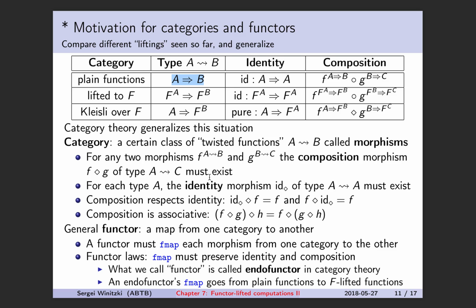So for people who already know category theory, this is a very much simplified definition of category that is adapted to programming, to functional programming. So I'm not considering any kind of abstract categories and abstract morphisms. We always consider morphisms that are implemented in code as functions of a certain type.